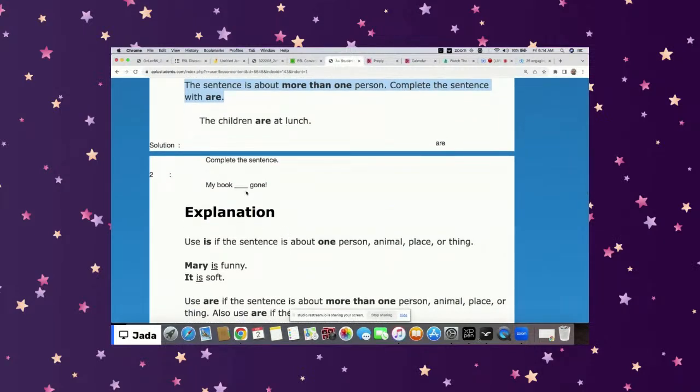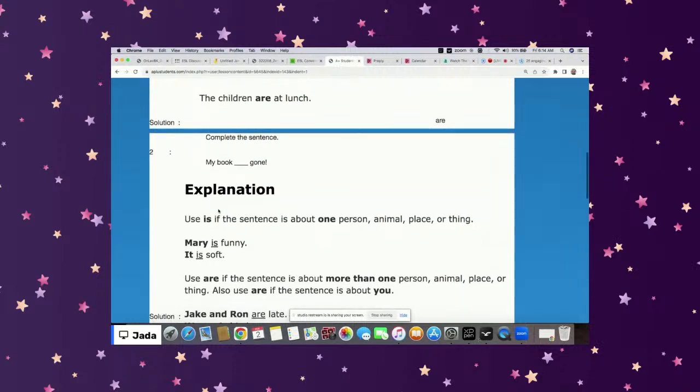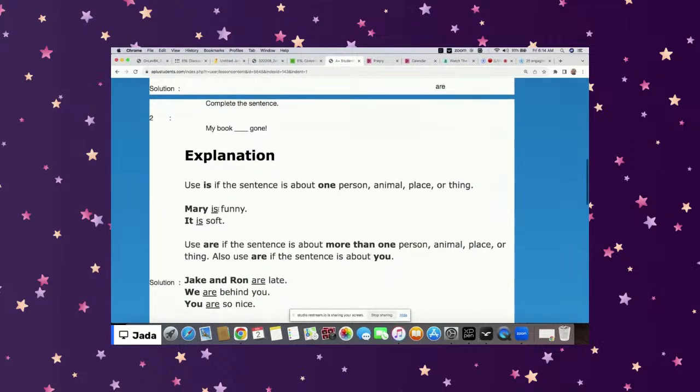Okay, so my book dash gone. My book. It didn't say books. It says my book. So one book. My book is gone. Okay? Because it is just one book. So once it is one thing, you use is.